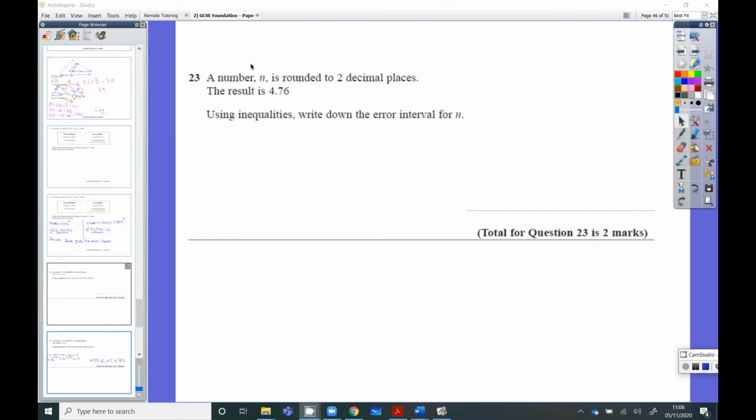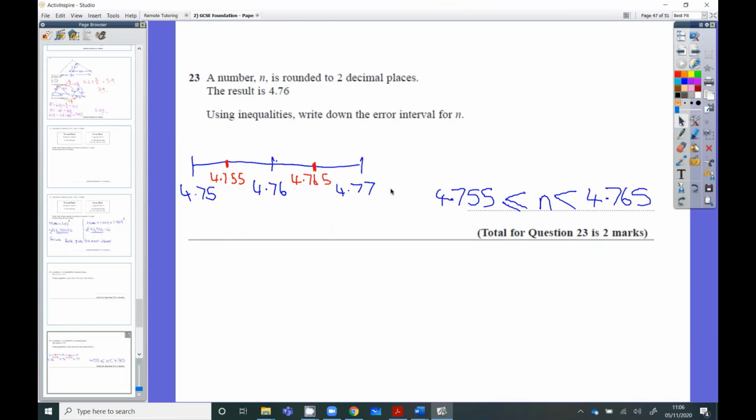Question 23. Our number n is rounded to 2 decimal places and we got 4.76. To 2 decimal places, the next number up would be 4.77 and the next number down would be 4.75. Now we want to know which numbers on this number line round to 4.76. So we go up to halfway as the boundary between 4.76 and 4.77. Numbers below that will round to 4.76. Above 4.765 will round up to 4.77.